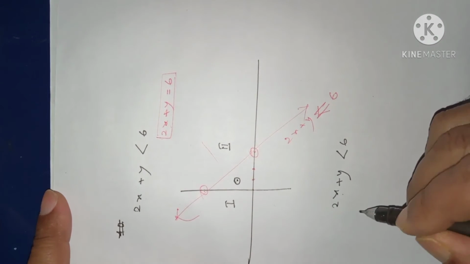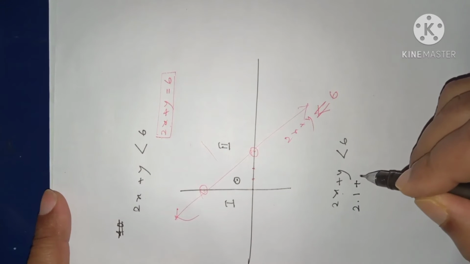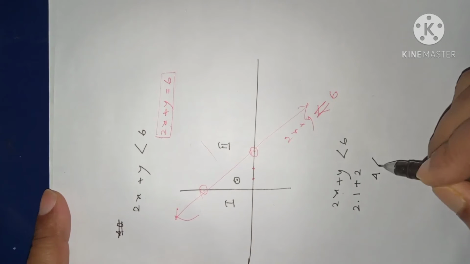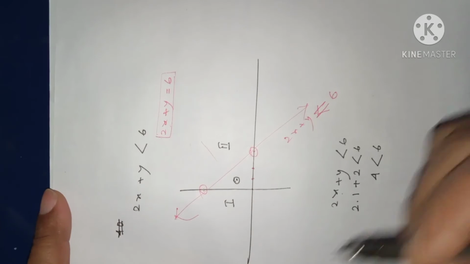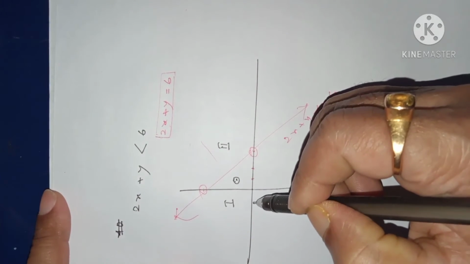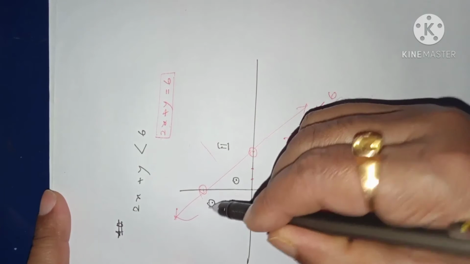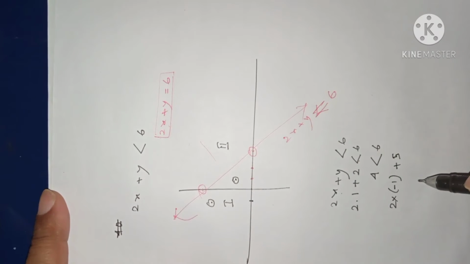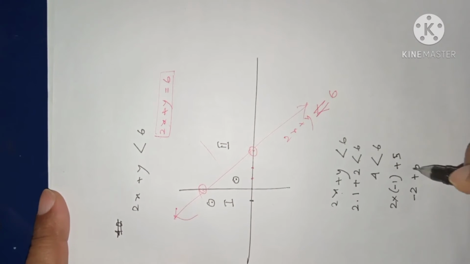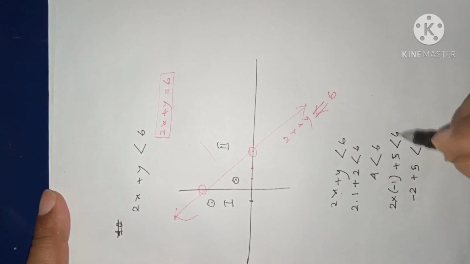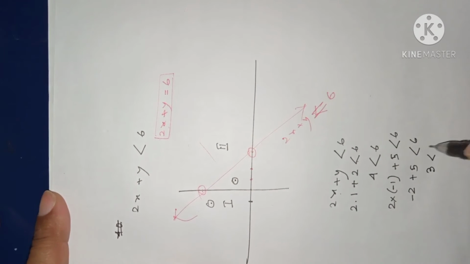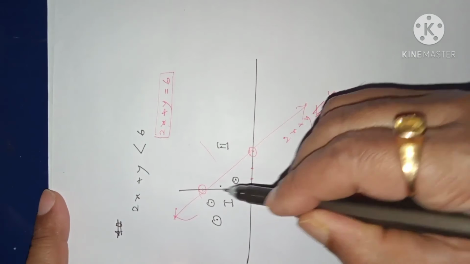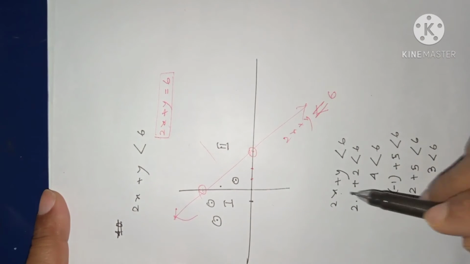So if I place 1 in place of x, plus 2 in place of y, what do I get? 2 ones are 2, 2 plus 2, 4. So 4 is less than 6, which is correct. Another point I select from here, suppose minus 1, 5. Then it will be 2 into minus 1 plus 5, minus 2 plus 5, less than 6. So 5 minus 2 is 3, less than 6. That is also true. That means all these points which are below this straight line can satisfy this inequation.